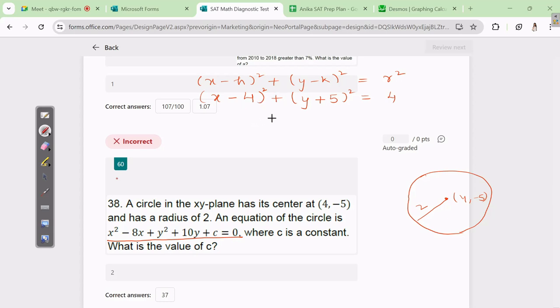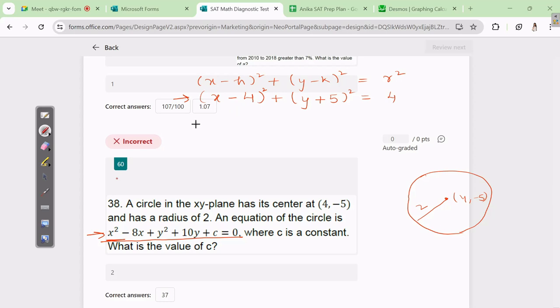So in this question we need to do the opposite of what we did in the previous question. In the previous question we went from this form to the standard form, but in this question you have to go from the standard form to this form. Going from standard form to this form is always easier, rather than going from this form to the standard form, because expanding the binomials is very easy. So Anika, can you expand this (x minus 4) whole square?